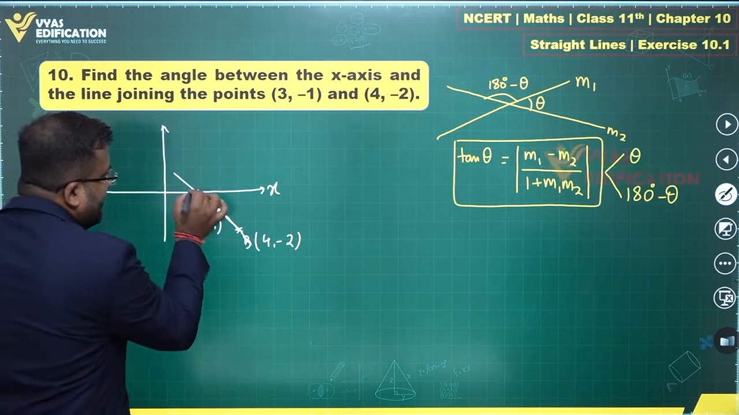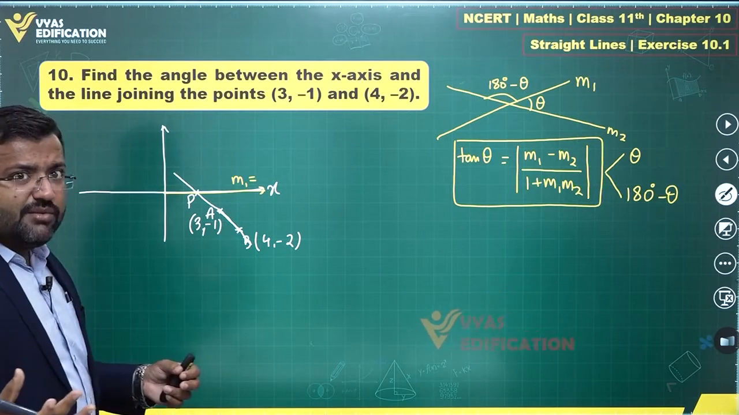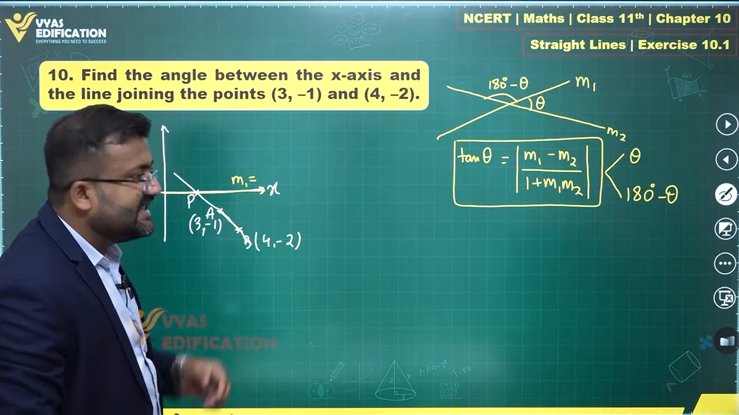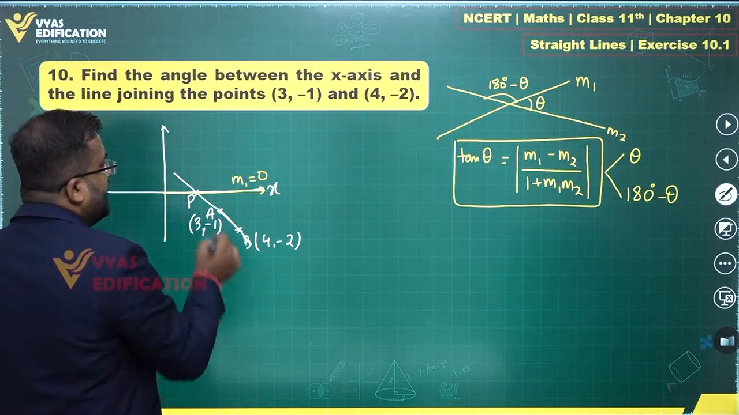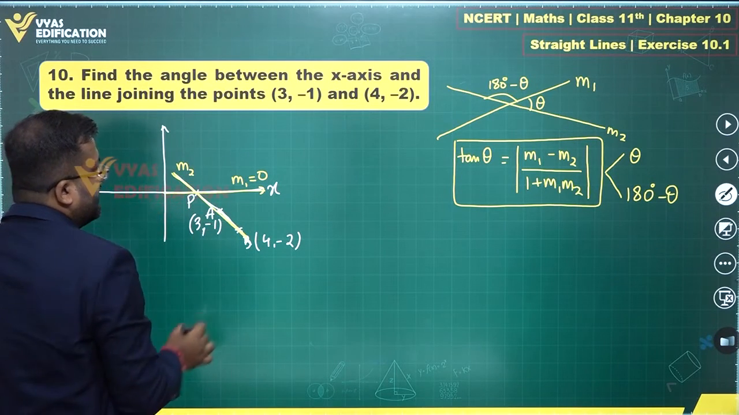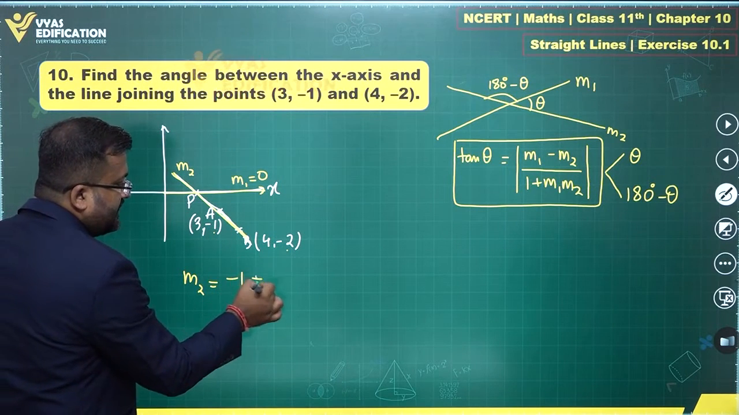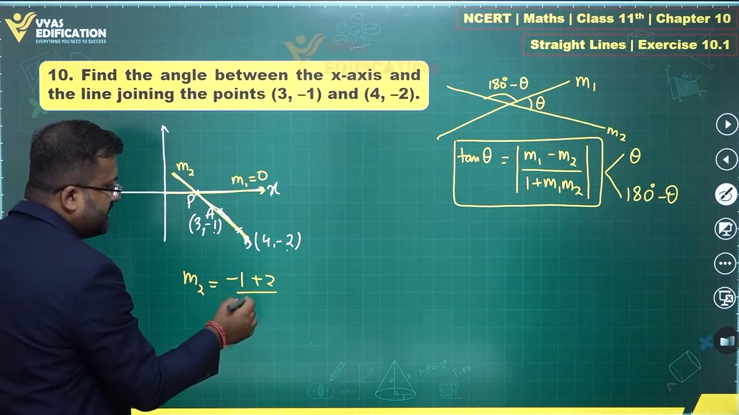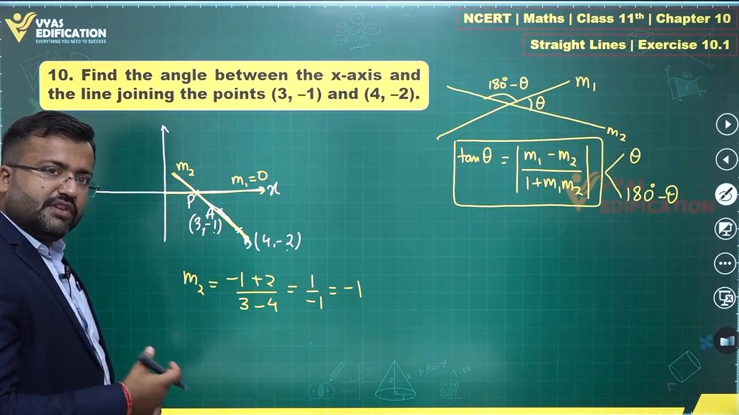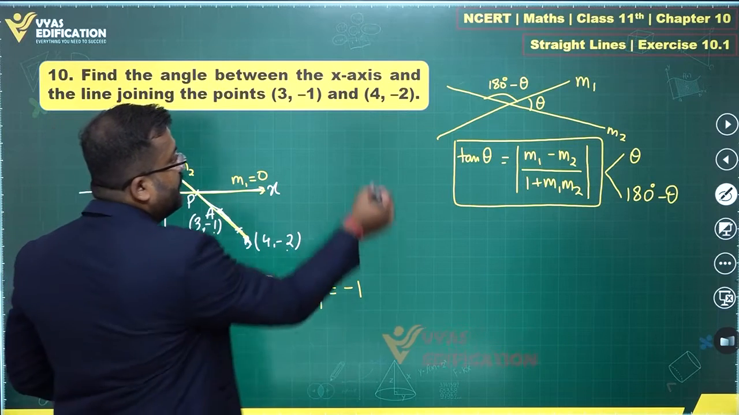So for that, I'll need the slope of this line first of all, m1. And the slope of the x-axis is something which is very simple, right? You should be aware of that slope. Since the angle made with the positive x-axis is 0, this is tan 0, which is simply 0. And next we can find the slope of this line. This is m2, let's say. So let's find m2. m2 will be (y2 minus y1), which is minus 1 plus 2, since minus of minus 2 becomes plus, over 3 minus 4 in the denominator. This becomes 1 upon minus 1, which is simply minus 1. This is what you get. Okay, m2 is minus 1 and m1 is 0.